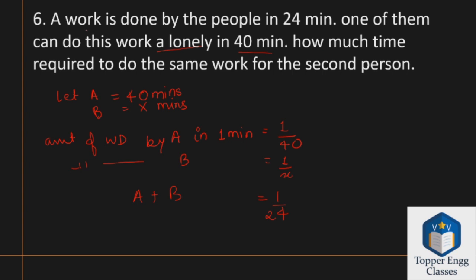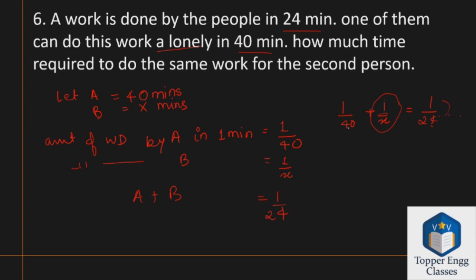See, it is given here only. I'm not doing it by myself. It is given in the question only. Okay. Next, it means 1 by 40 plus 1 by x equals 1 by 24, because we have to find the time required for the second person. So we have to do it like this.